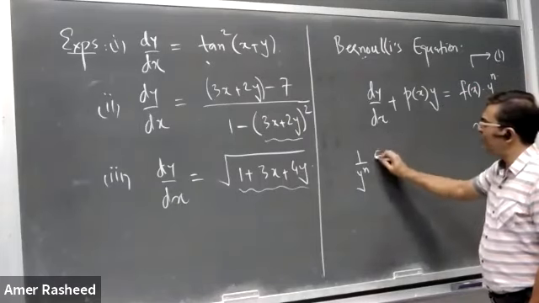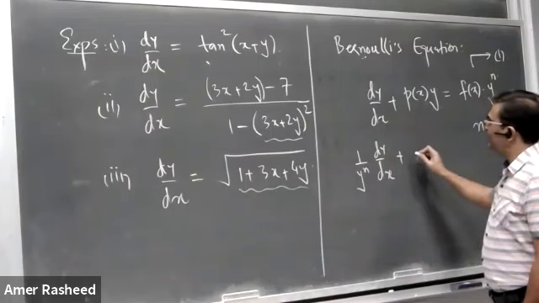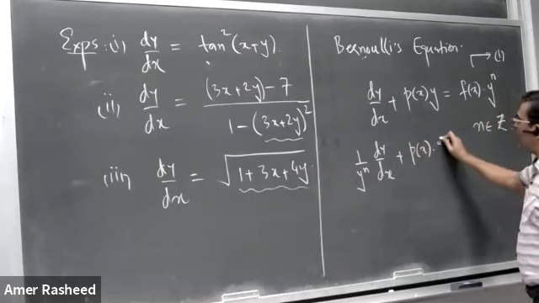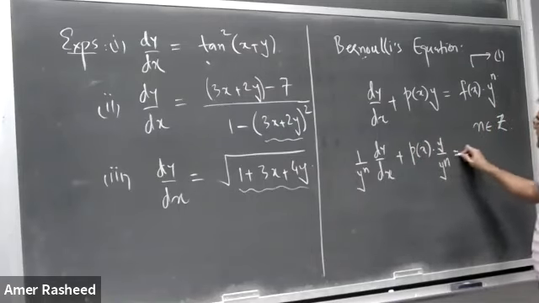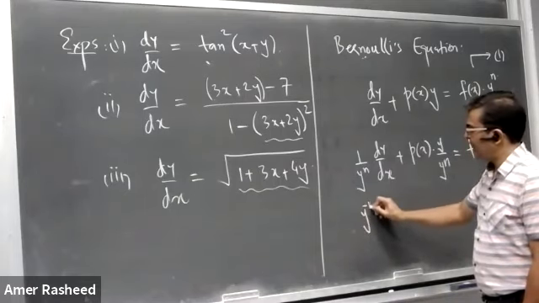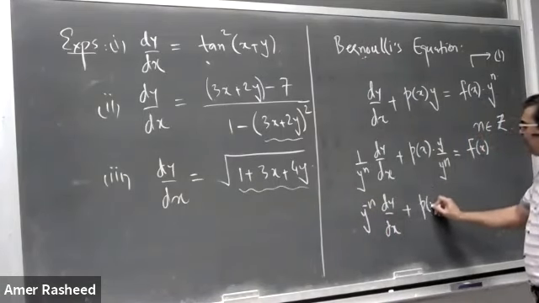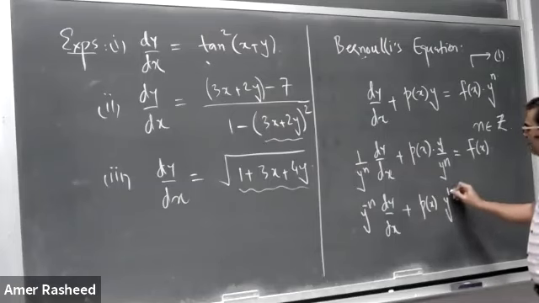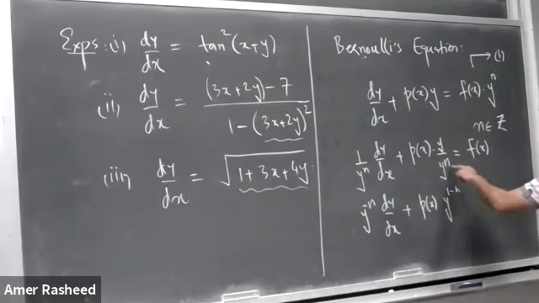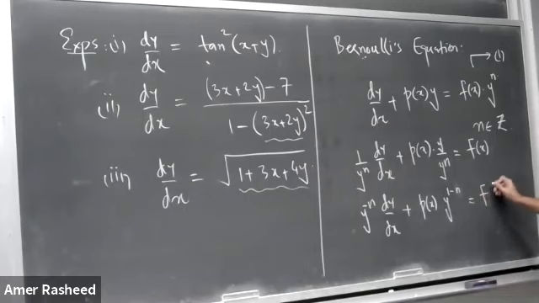So if we divide it, we obtain this thing, plus p of x into y divided by y power n is equal to f of x. Okay, now which can be written as y power negative n dy by dx plus p of x times y power 1 minus n. When we take this n in the numerator, it becomes 1 minus n, is equal to f of x.